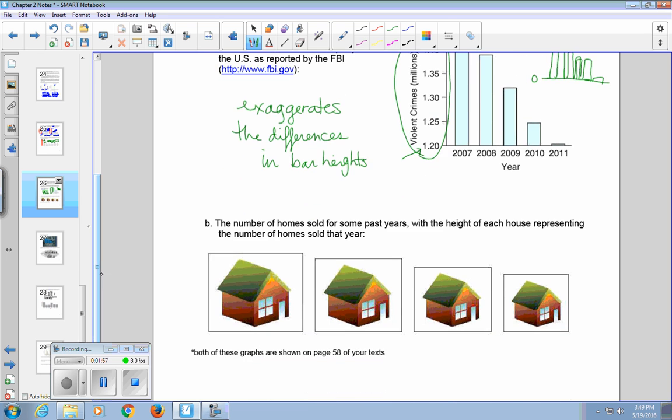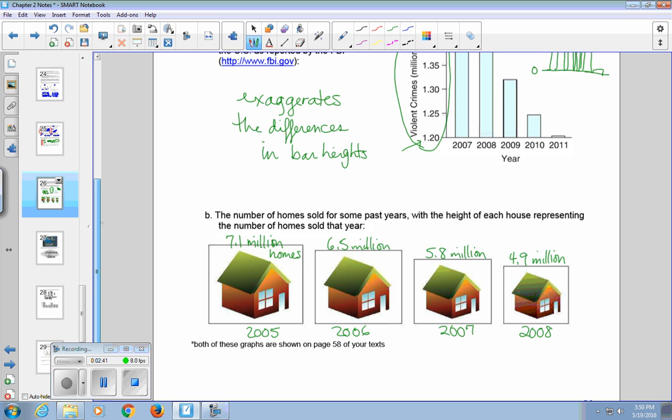In part B, the number of homes sold for some of the past years, with the height of each house representing the number of homes sold that year. The height of this house represents 7.1 million homes. The next house, which is a little bit shorter, represents 6.5 million. If I backtrack, this was 2005. This is 2006. And the next picture represents 5.8 million, and this was in 2007. And the last one is for 2008, and the height represents 4.9 million homes being sold.